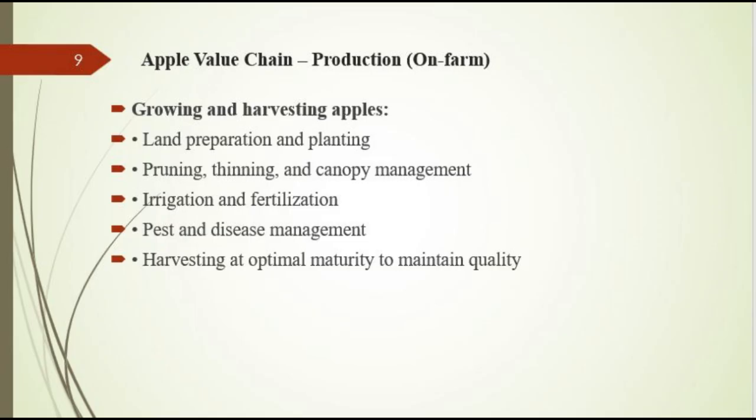Production. Production includes all farming activities: land preparation, planting, pruning, thinning, irrigation, fertilization, pest and disease management, and harvesting at the correct maturity. Proper farm management improves fruit quality.